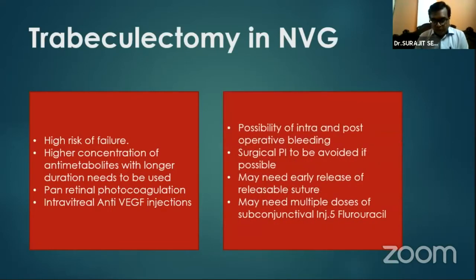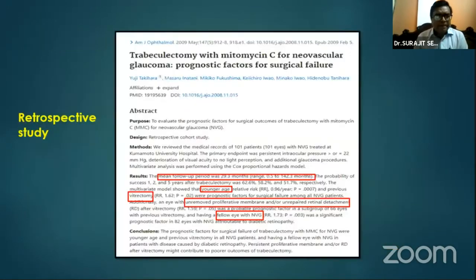But even with that, the surgeon should keep in mind that the possibility of intraoperative and postoperative bleeding is higher in neovascular glaucoma. The surgical PI is to be avoided whenever possible, and may need early release of releasable sutures, and multiple doses of subconjunctival 5-FU injections are required, because these blebs are more prone to early scarring.